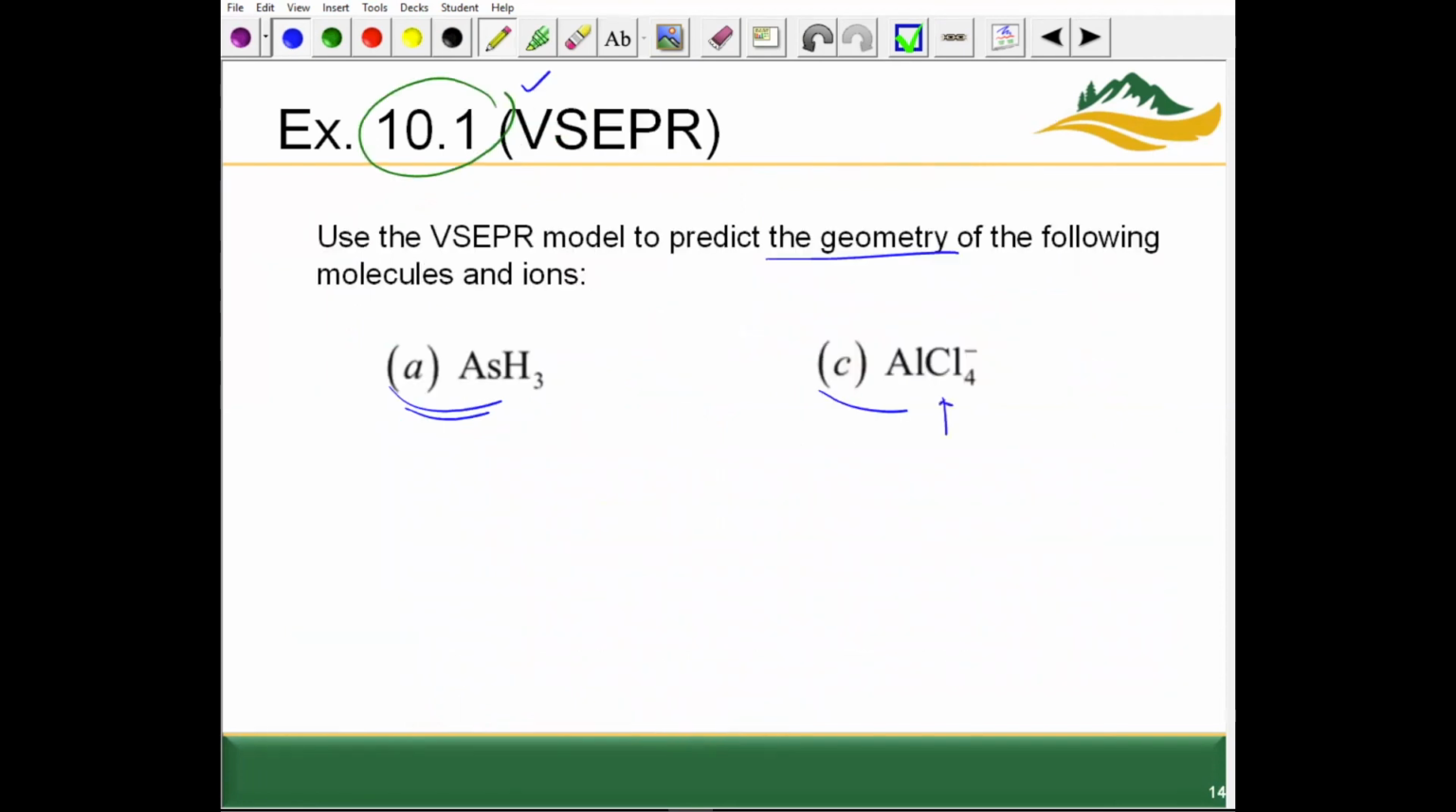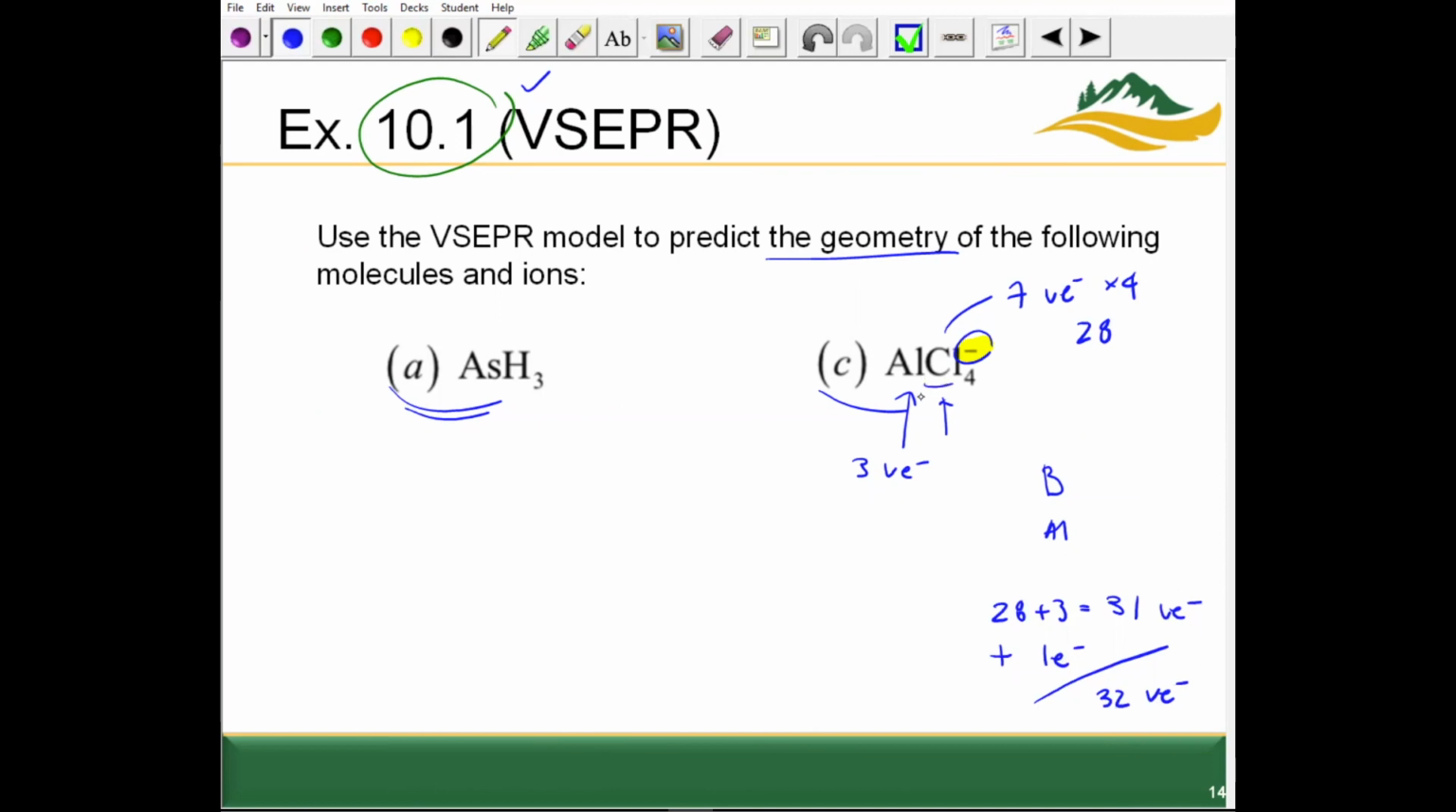Let's try this polyatomic anion. Aluminum is in the same group as boron, so aluminum has 3 valence electrons. Chlorine is a halogen. It has 7 valence electrons, times 4 is 28. So far we have 31 electrons to work with, but we have to notice that we have an anion here. So we have a -1 charge, meaning we need to add on 1 additional electron because of that -1 charge.